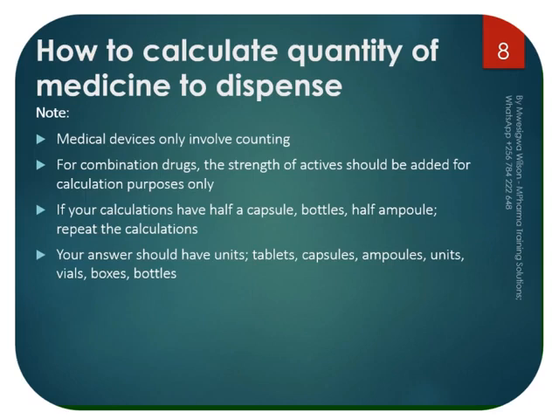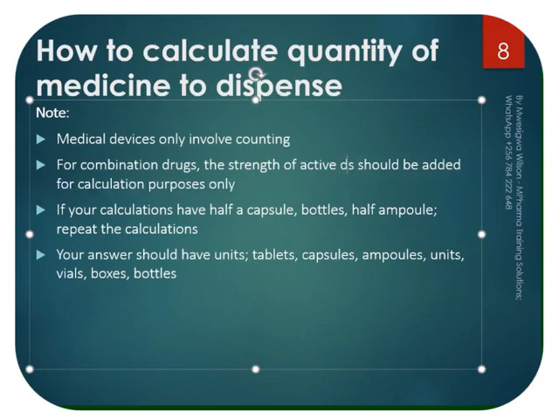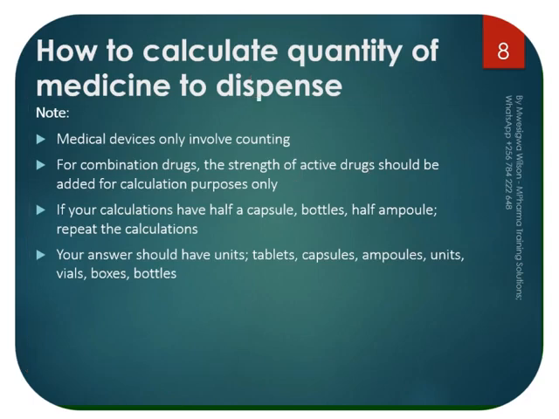Of course, for medical devices, you just need to count them. If you are dispensing 4 syringes, 2 cannulas, they are just 2 cannulas. For combination drugs, this one I will talk about as you progress. If drugs appear in a combination of 2 of them, it is important that the strength of the active drug should be added for calculation purposes only. This will enable you to know how many you have or how many you will dispense.